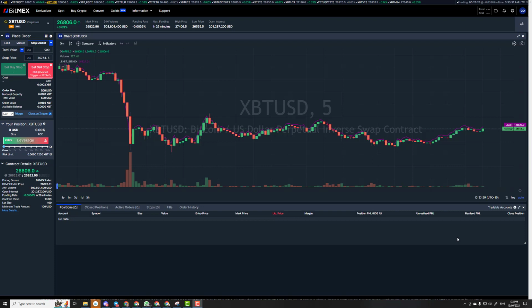G'day guys, just wanted to take you through some of the basics of the BitMEX platform. Of course, BitMEX has been around, I think, since 2015 or 16. It was the first derivatives platform for crypto, and I can remember using it back in 2017. Not much has changed as far as the interface goes. They have added some different products and whatnot, which I'll show you in just a moment.